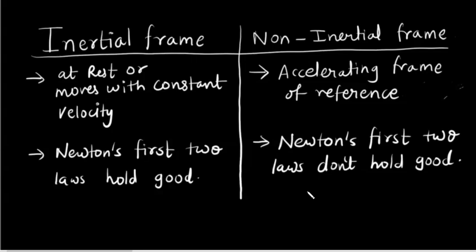Inertial frame of reference is a frame of reference which is at rest or which moves with a constant velocity. While the non-inertial frame of reference is the frame of reference which accelerates. Okay, it is not in a uniform motion or it is not at rest. And in the case of inertial frame of reference, Newton's first two laws hold good. And in the non-inertial frame of reference, Newton's first two laws don't hold good. So this second point we will discuss in more detail now.